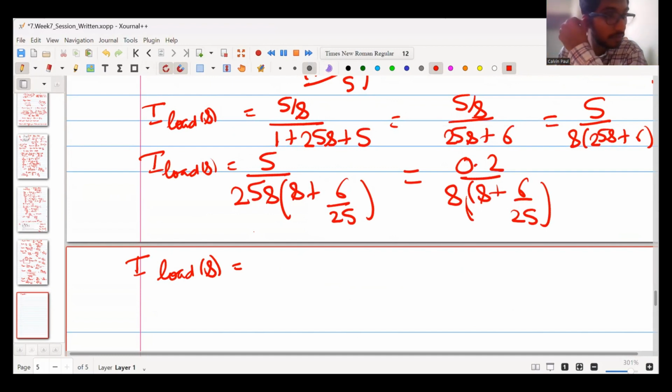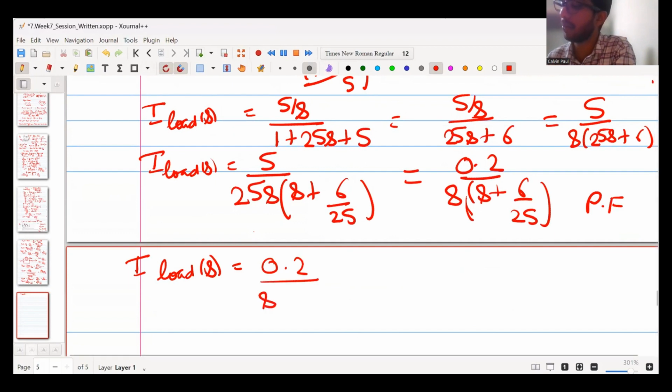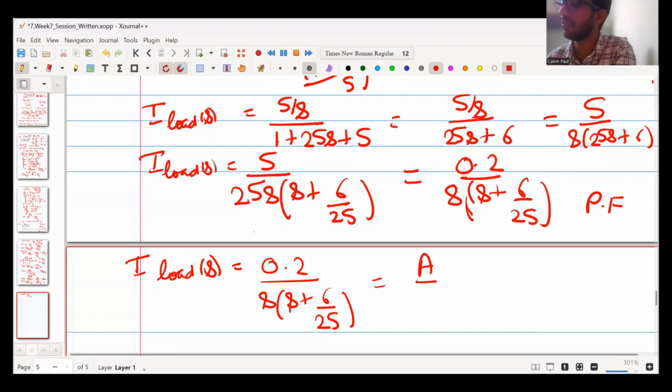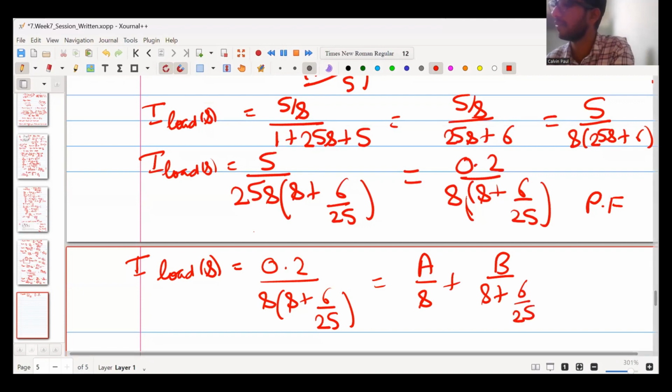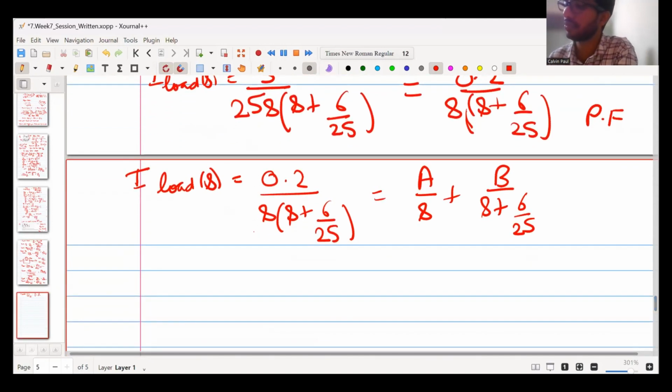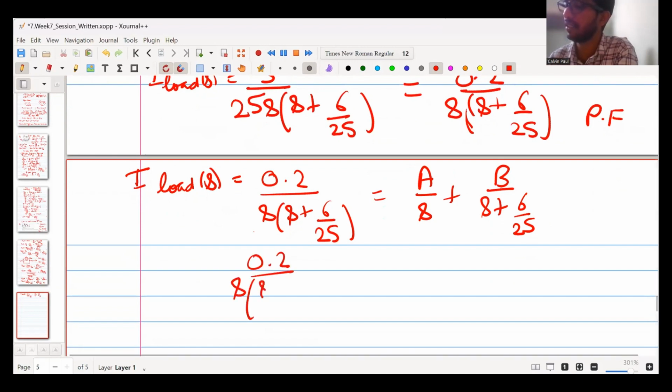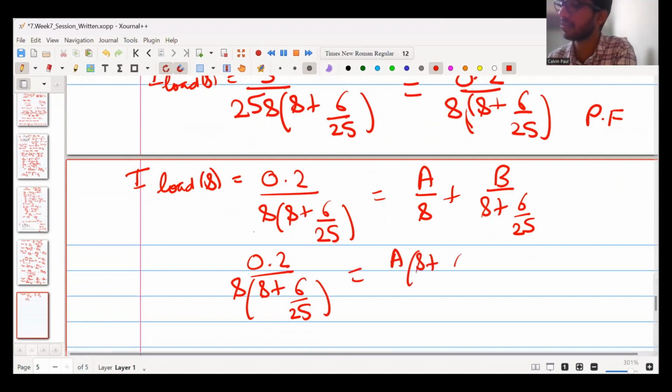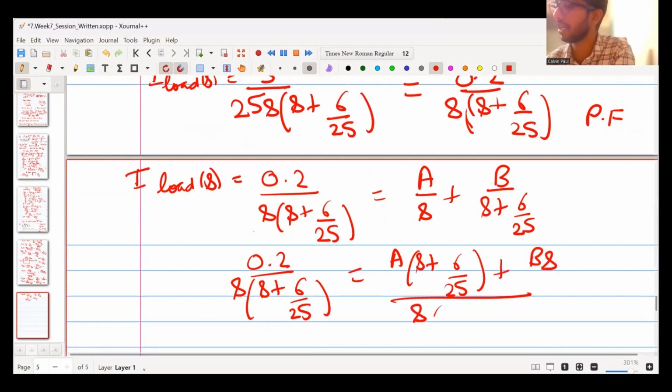So break it into partial fractions. We have to do partial fractions. So this 0.2 upon S into S plus 6 upon 25, we write it as A upon S plus B upon S plus 6 upon 25. When we cross multiply, we get 0.2 upon S into S plus 6 upon 25 is equal to A into S plus 6 upon 25 plus B into S, divided by S into S plus 6 upon 25.